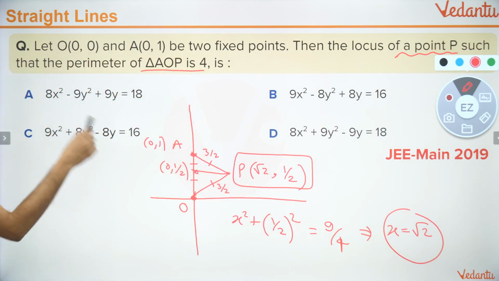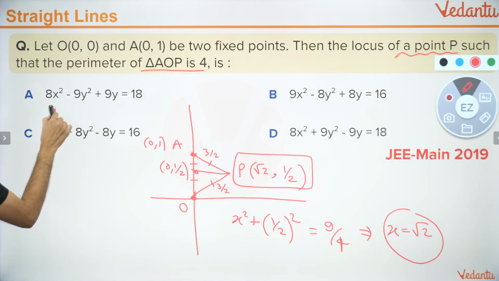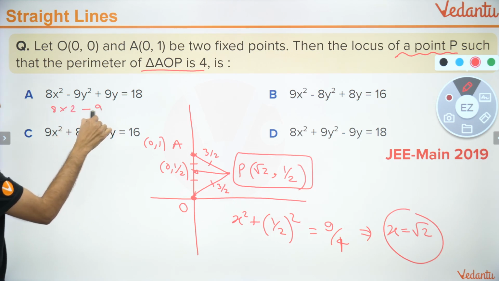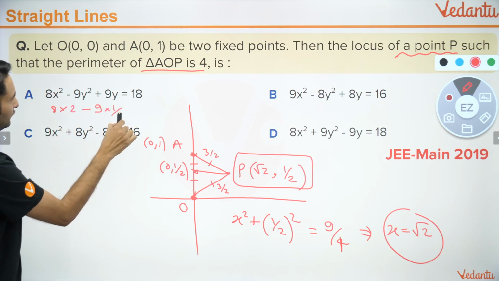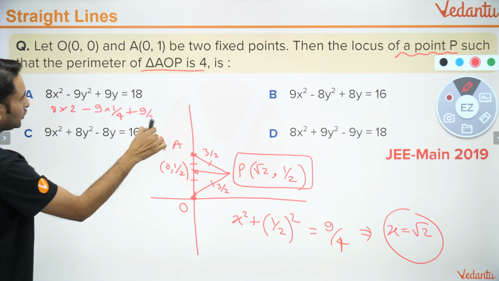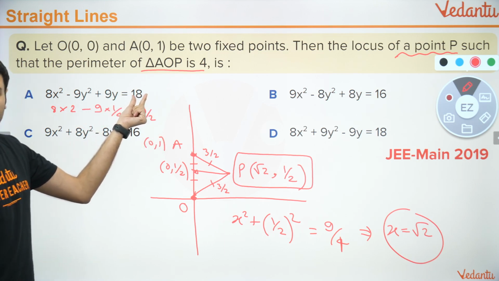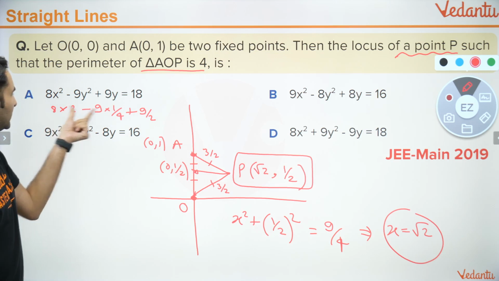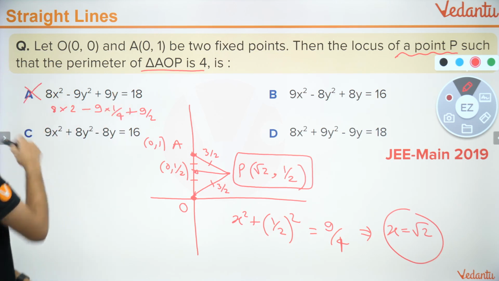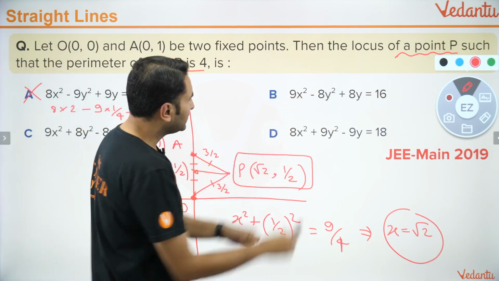√2 हाफ ये कितना हो जाएगा? 8 इंटू 2 माइनस 9 इंटू 1/4 प्लस 9/2. ये कितना हो गया? 9/4 और 9/2. ये तो ऐड होके 18 दे ही नहीं सकते. This is 16 and this will not give 18. ऑप्शन क्रॉस. ठीक है, ये कितना हो गया?